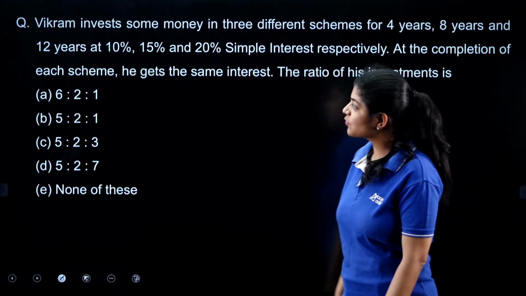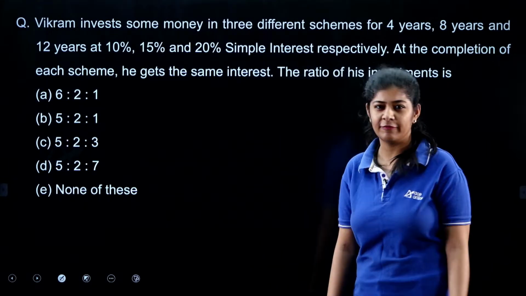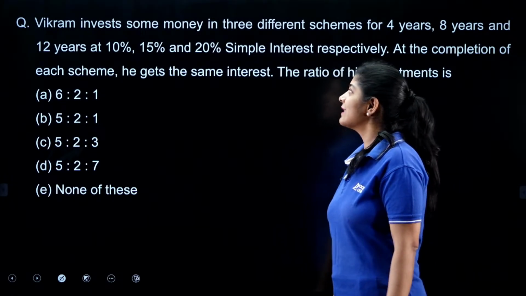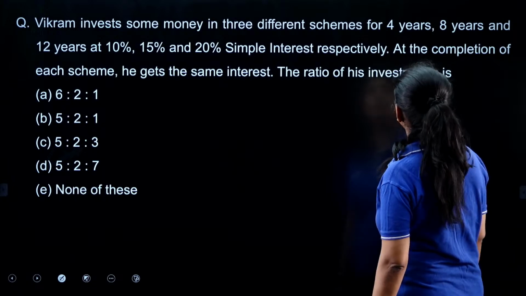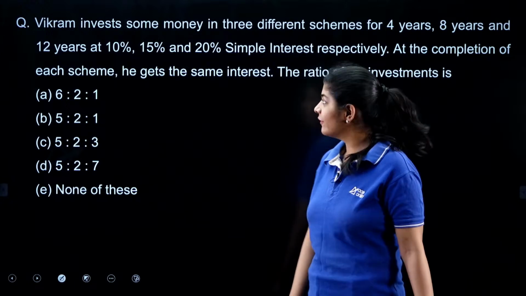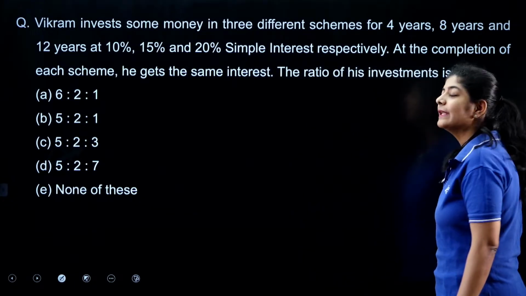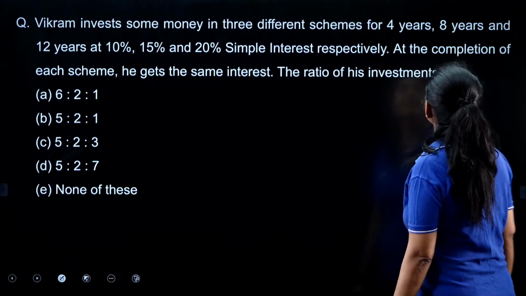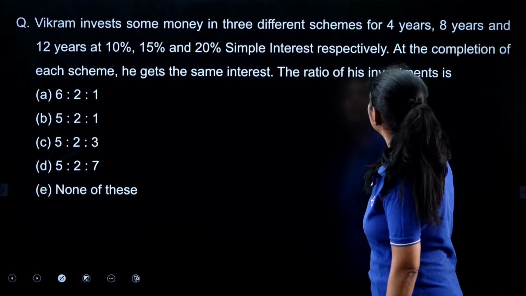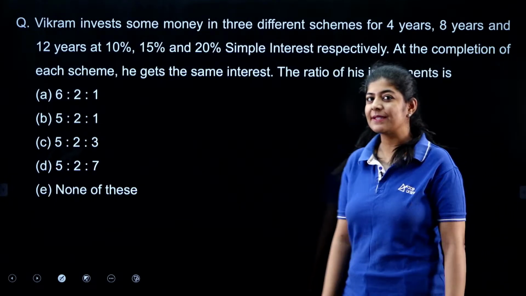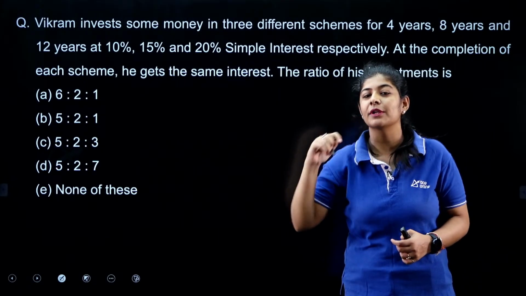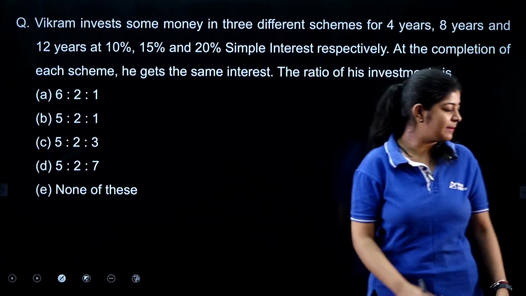So this is the very first question, and it is from the concept of ratio and proportion. The question says that Vikram invests some money in 3 different schemes for 4 years, 8 years and 12 years at 10%, 15% and 20% simple interest respectively. At the completion of each scheme, he gets the same interest. The ratio of his investment is, this is a very simple question. With the help of simple interest, we basically need to find the ratio between the investments. So what answer are we getting in this one?